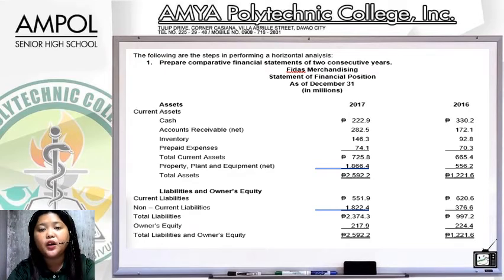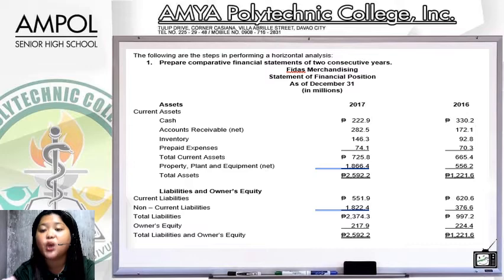The following are the steps in performing a horizontal analysis. This is how you are going to make a horizontal analysis. You are going to prepare comparative financial statements of 2 consecutive years. So here we have an example of the company, Fides Merchandising, statement of financial position as of December 31, in millions.